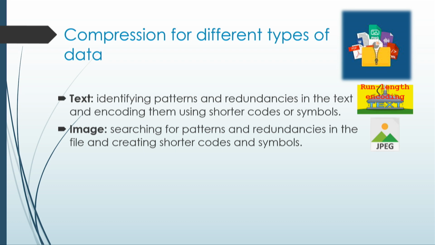Like text compression, image compression searches for patterns and redundancies in the file and creates shorter codes and symbols. For example, it might recognize a repeated color pattern and create a code with the color and its number of occurrences that are the same size as 1 unit of the original. JPEG is a lossy image format commonly used for website images.